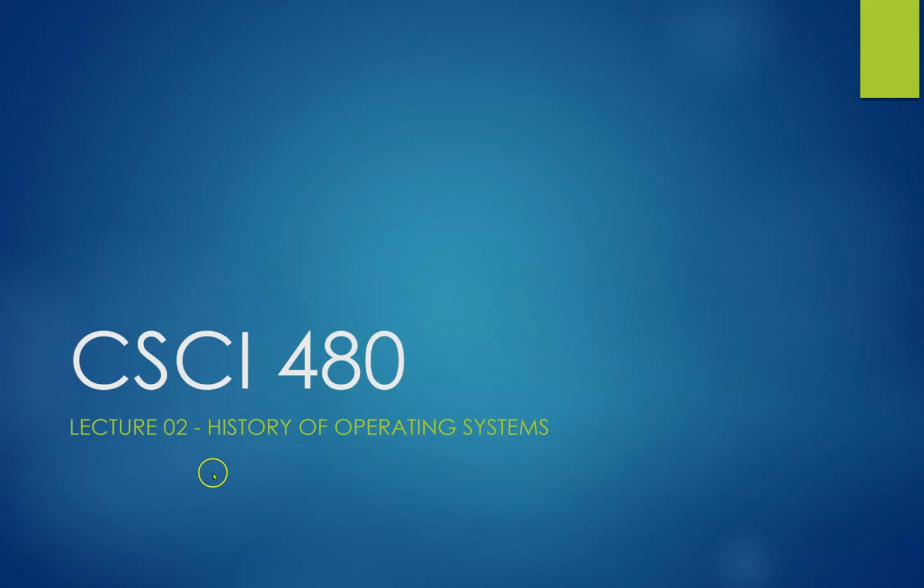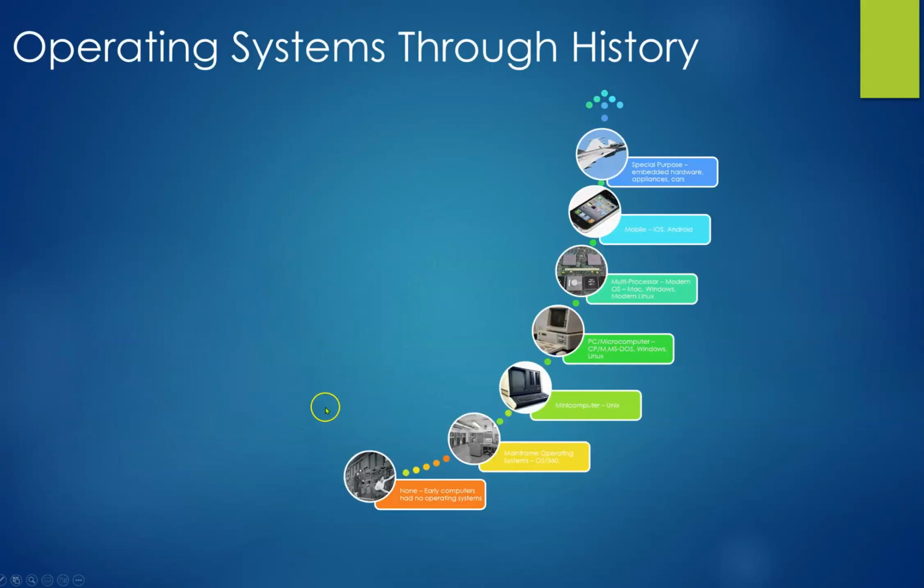In this video, we're going to briefly discuss the history of operating systems. So basically, we started with hardwired computers. From there, we went to mainframe operating systems like OS/360. We have our first minicomputer systems like Unix, PCs with MS-DOS, multiprocessor modern OSs like Mac, Windows, Linux. Then we came up with mobile devices, and now we have special purpose embedded hardware in appliances and cars.